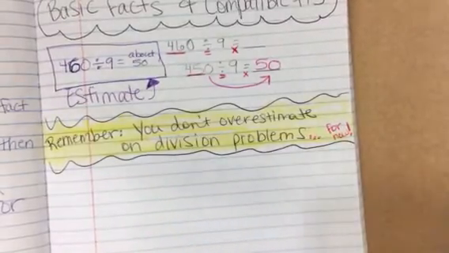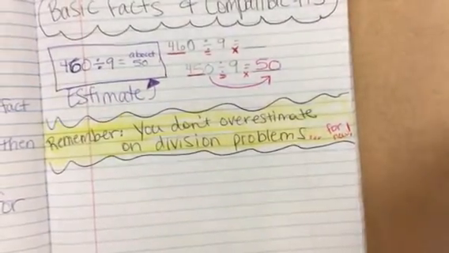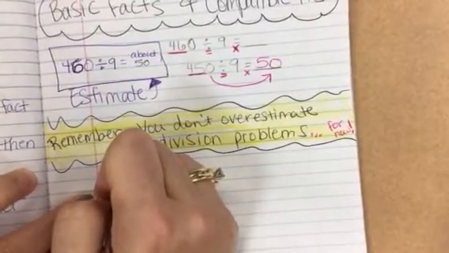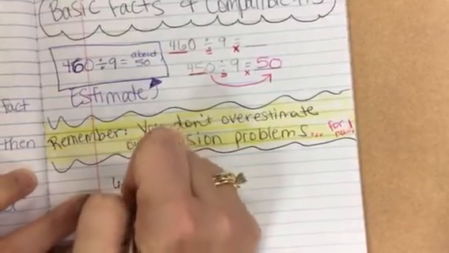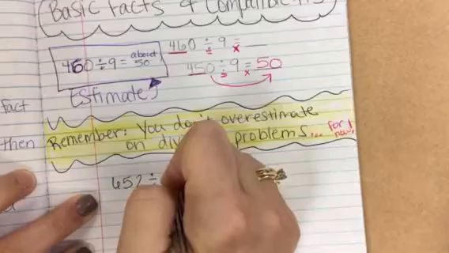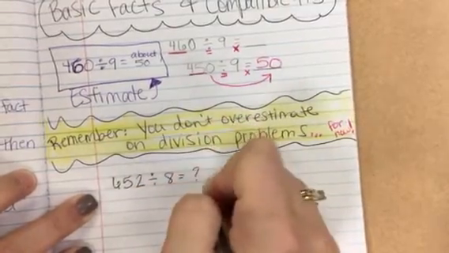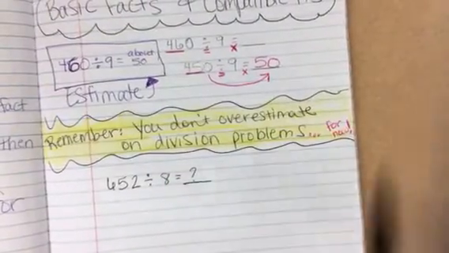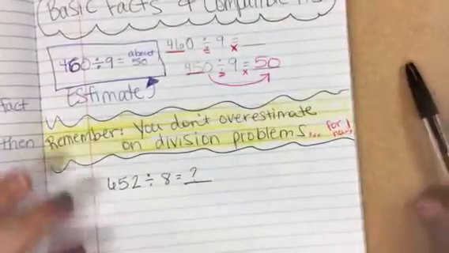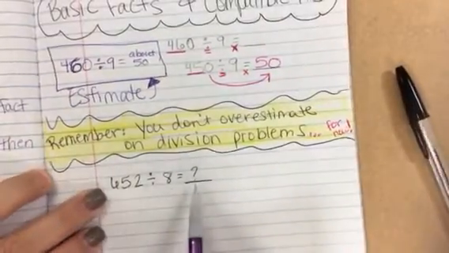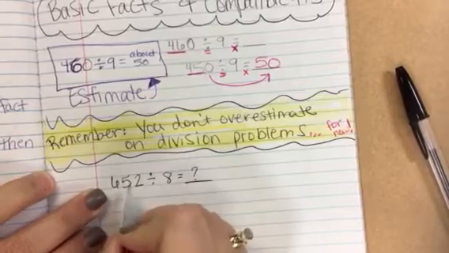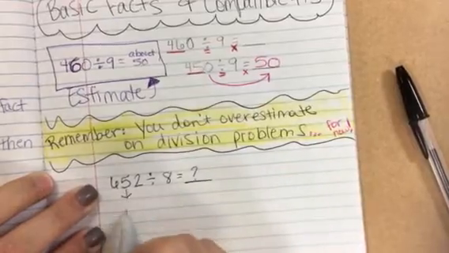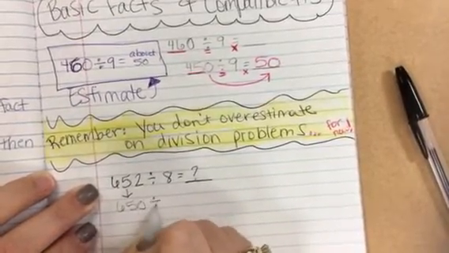Okay, so I'm going to give you another example over here. We're going to start with 652 divided by 8, and we have to figure out the quotient. Does that make sense? So the first thing that we're going to do is think, if we round, we'd go to 650 just to make it easier. So we're only going to round this one: 650 divided by 8.